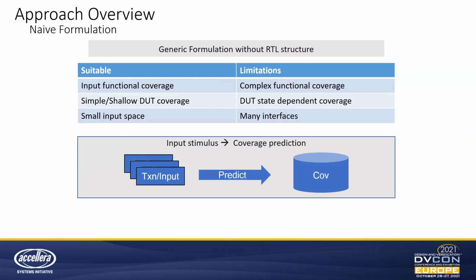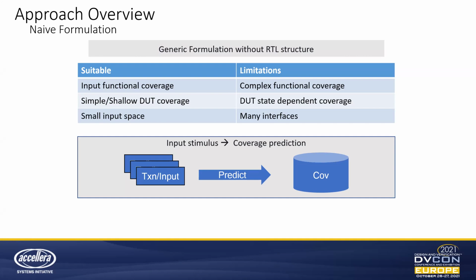So moving towards this, a naive formulation or approach from this baseline is to direct the prediction of coverage outcomes. So this would be generating a mapping of input stimulus to coverage outcomes. This approach has been explored before with varying results based on its particular use case. As an overview, this approach is demonstrated to be suitable for simple coverage definitions. That is, coverage with a well-defined or simple mapping from input stimulus to output coverage. This means it's suitable for simple coverage, input functional coverage, simple DUT coverage.